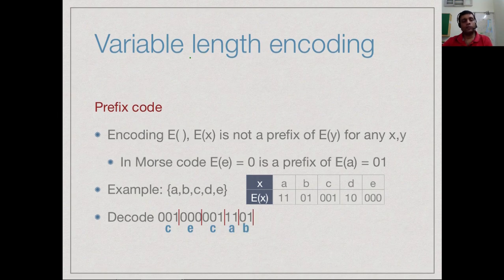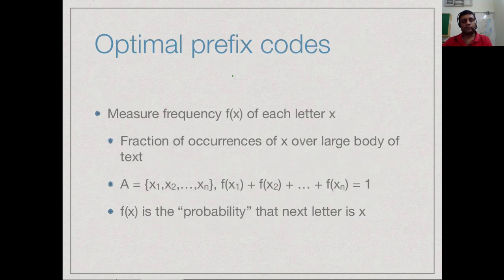Right? So if we have this prefix code property, that is, no letter is encoded to a string which is the prefix of the encoding of some other letter, then we have unambiguous decoding possible, and this is very important. So our goal is to find optimal prefix codes. So we need to talk about what we mean by optimality.